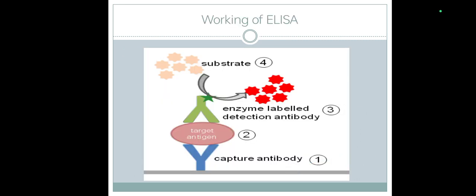Here is the working of ELISA. Captured antibody, target antigen is present in the sample. Then we have the enzyme-labeled detection antibody, and an enzyme is attached to this antibody where substrate is attached, giving signals in red color.